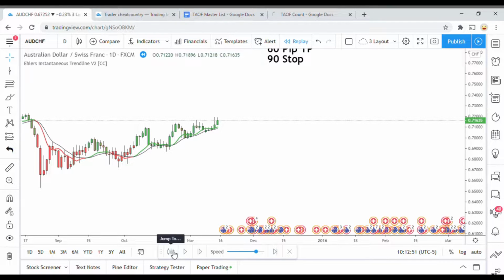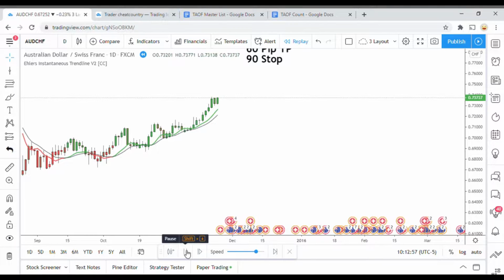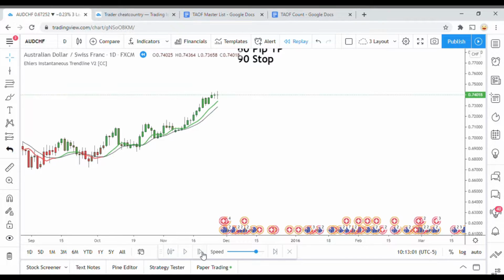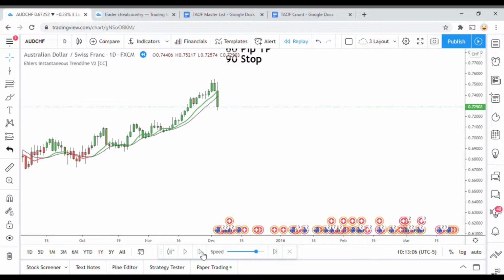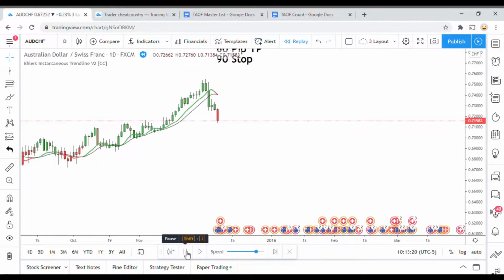So on the other side of the jump to, we have the play button, and that's just standard play. You hit it and it plays along. If you hit forward, it will jump 1 bar at a time. And so if you're getting really close to an area that you don't want to overshoot, so that way you are trying to be as fair as possible, then you can just jump 1 bar at a time.